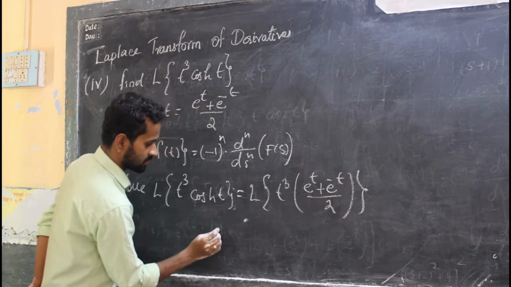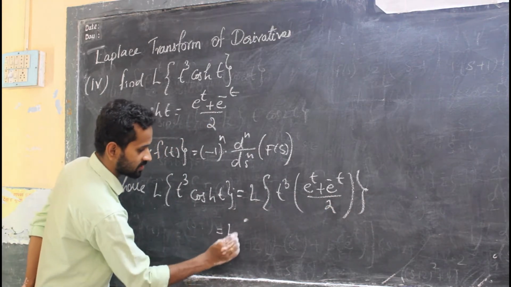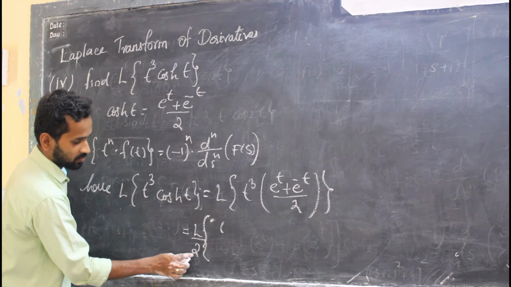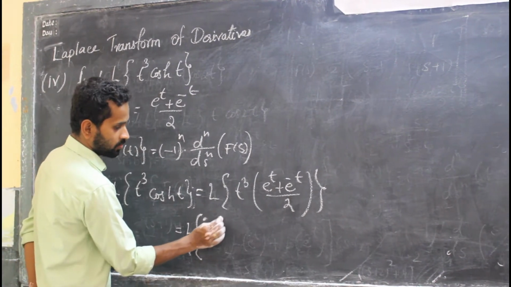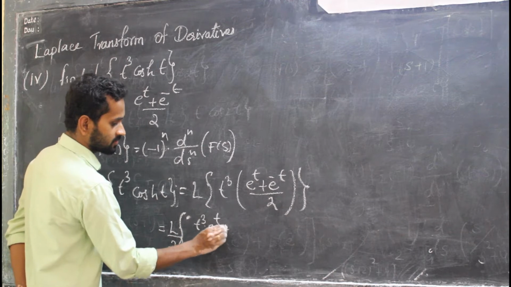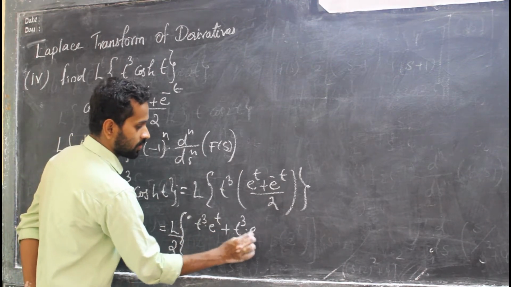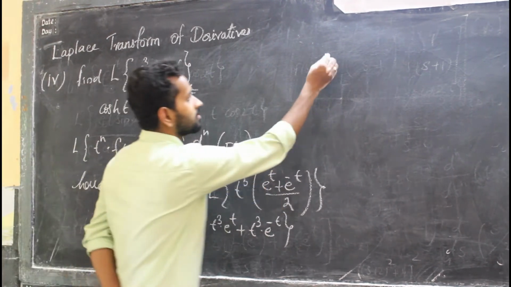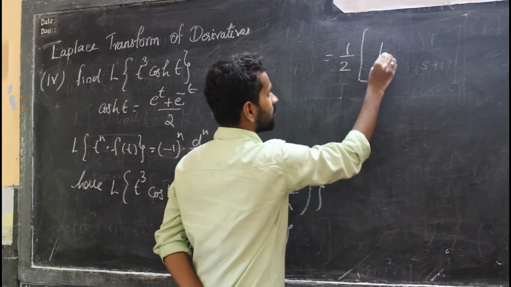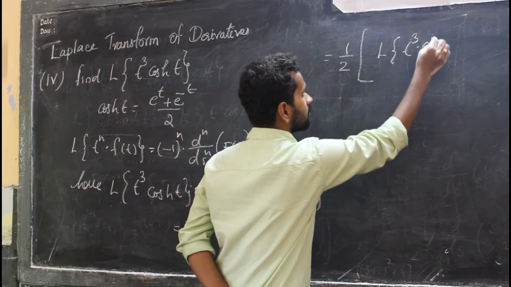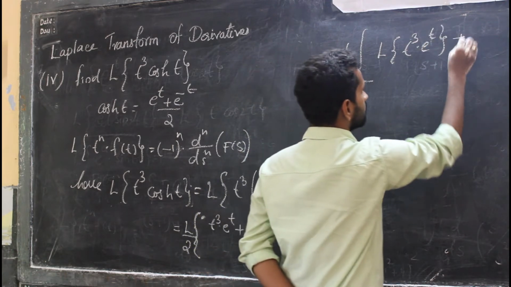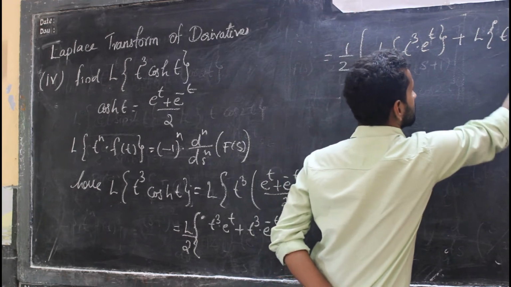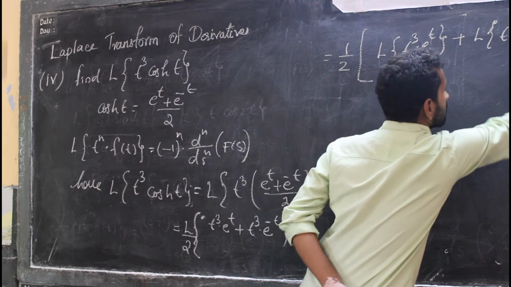Now let me simplify this inside the bracket. I take 1 by 2 outside, the Laplace transform of t cubed into e to the power of t plus t cubed into e to the power of minus t, that is, I multiplied by t cubed inside. So this can be written as 1 by 2, a constant, into the Laplace transform of t cubed into e to the power of t plus the Laplace transform of t cubed into e to the power of minus t. Now keep it as equation number 1.